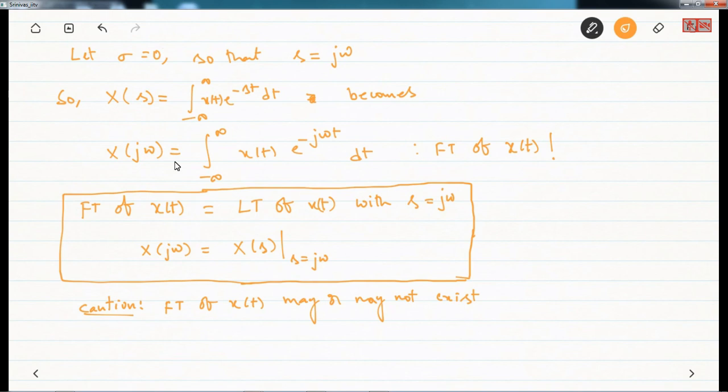For the Fourier transform to exist, we need this integral to converge to some value, some complex value, real value, whatever, right? So if it does not converge and if it simply becomes infinity, we say that the Fourier transform does not exist. So here, when I say the Fourier transform is given by the Laplace transform by putting s equal to j omega, it means this is true only if the Fourier transform exists, that is, it does not diverge to infinity. Otherwise, this also becomes infinity, right? And let's see one more interpretation.